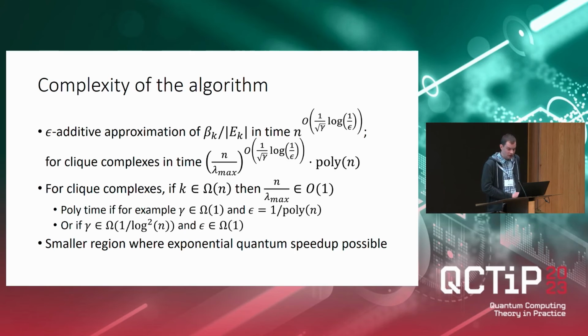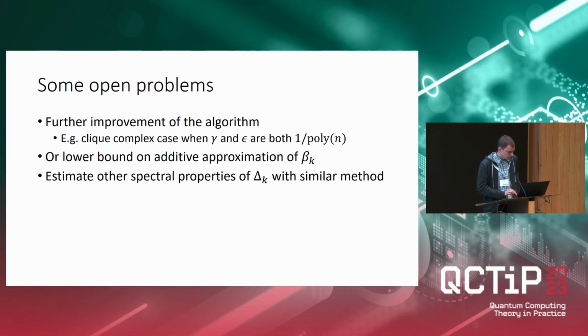And so, yeah, some open problems. What can still be done is make it better, which I just mentioned. Can it be the case that it can also be solved with classical algorithms in polynomial time in n, 1 over gamma, and 1 over epsilon? It is an open problem. Or can we give a lower bound? So can we say that it cannot be the case? Or with the same method, can we estimate some other properties of Delta k?